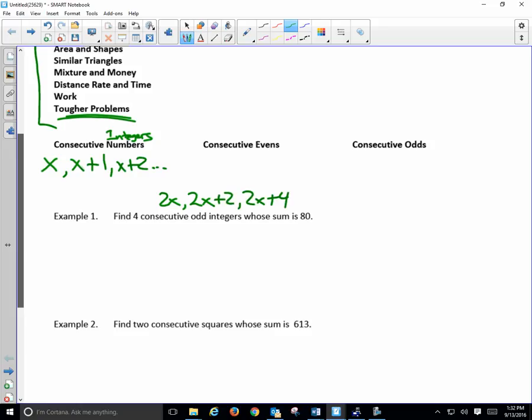So what about consecutive odds? What would you do to make something odd? 2x minus 1 or plus 1, sure, yep. So if you add 1 to an even, it's going to be odd. And then I say 2x plus 3 and 2x plus 5, so on and so forth. Okay.